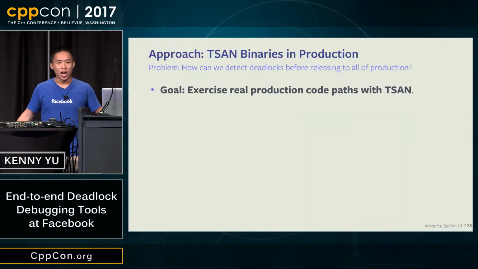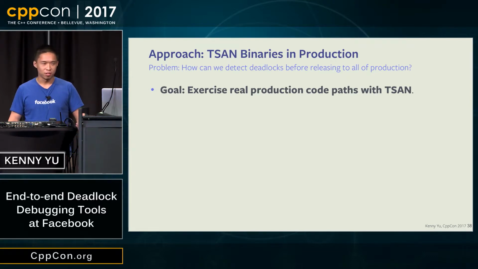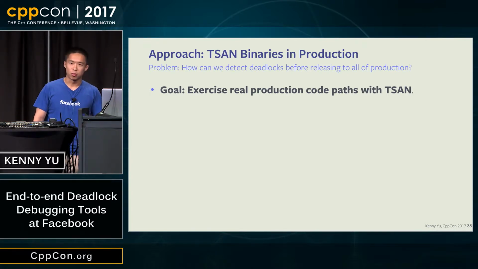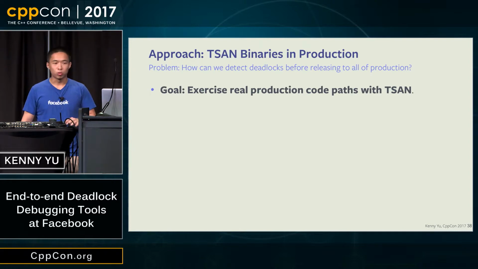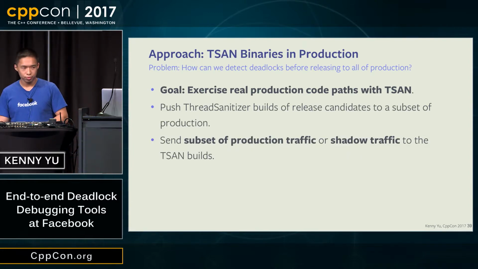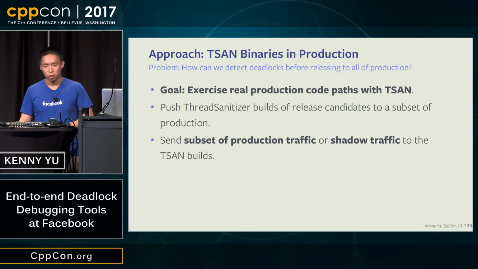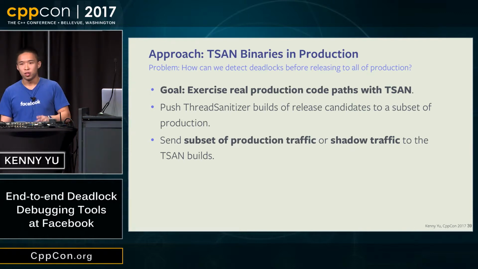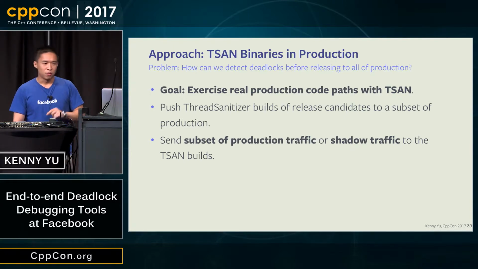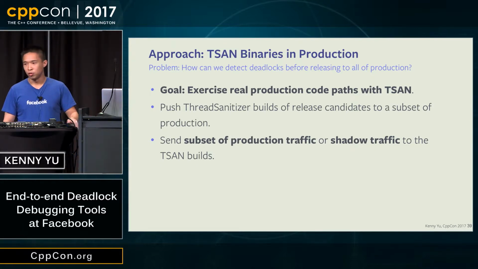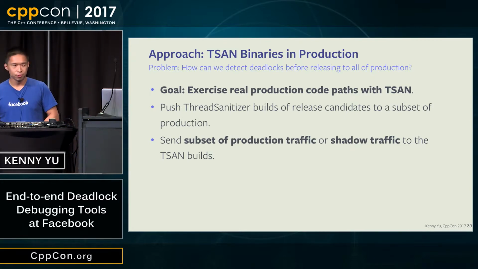So, why don't we actually run release candidates with TSAN? To do this, we build our release candidates with thread sanitizer and then push to a subset of production. The goal here is to exercise real production code paths. And then we either send a subset of production traffic or shadow traffic, and I'll explain what that means in a moment. We then monitor these TSAN replicas of our builds, and if things look good, there are no crashes, no deadlocks, we can proceed with a wider rollout of the normal optimized production build.